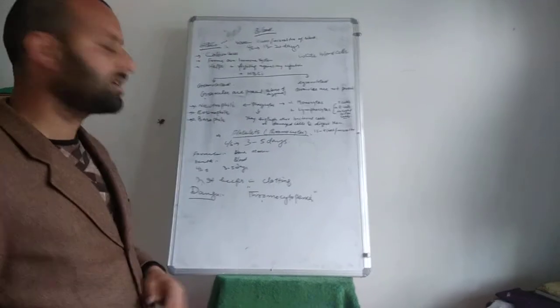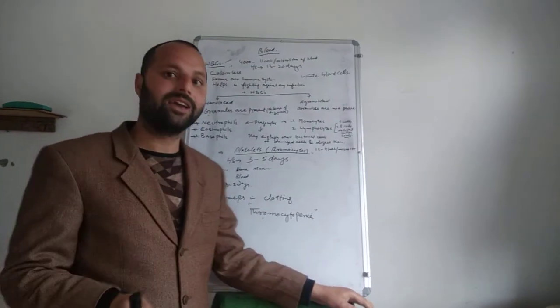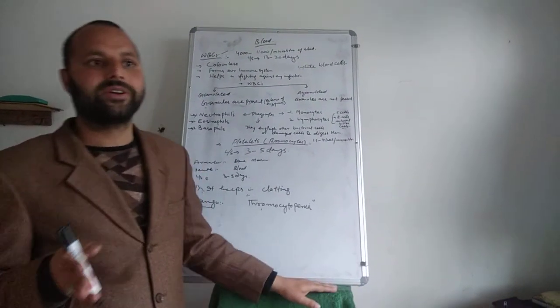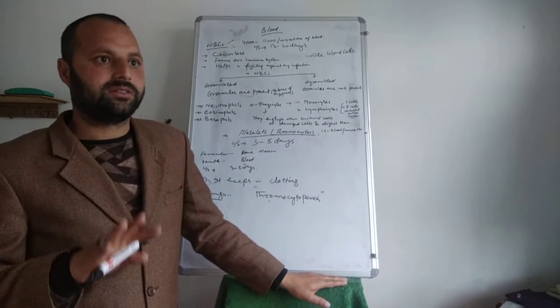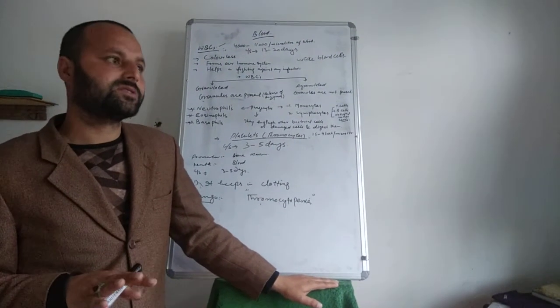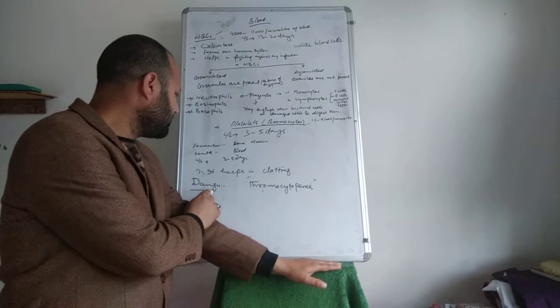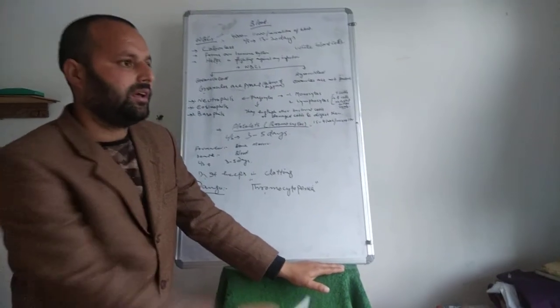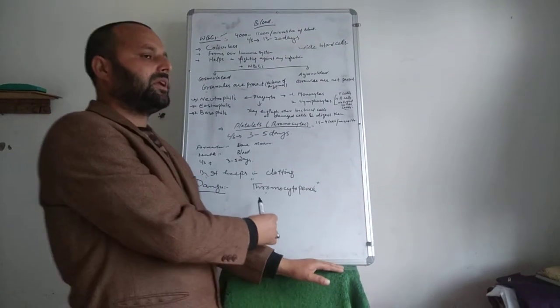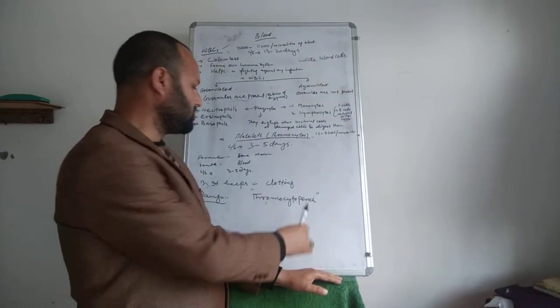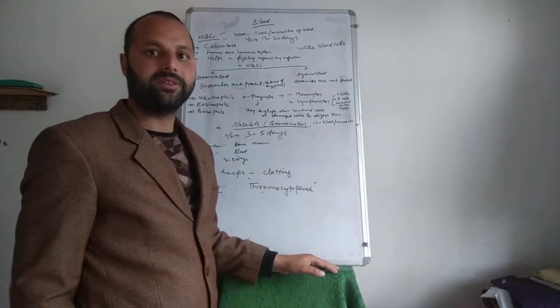It helps in clotting. A lack of platelet count causes a disease known as dengue, and a low platelet count is known as thrombocytopenia.